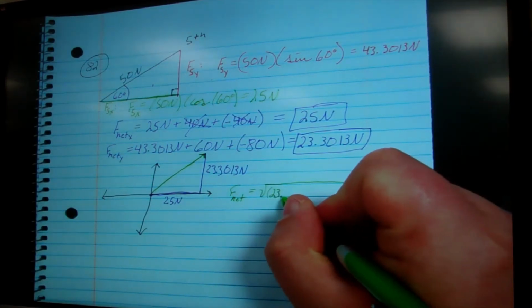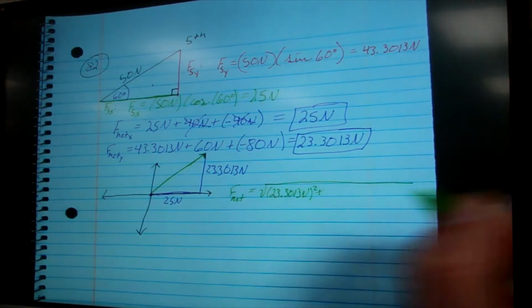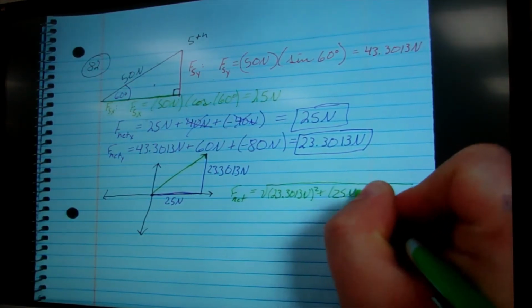So 23.3013 newtons squared plus 25 newtons squared.